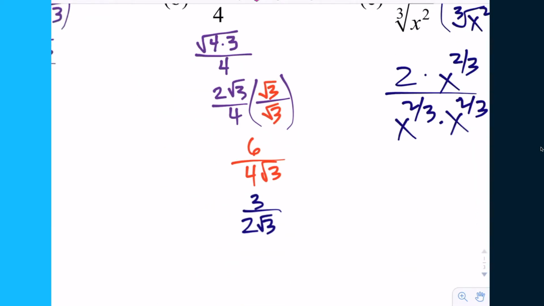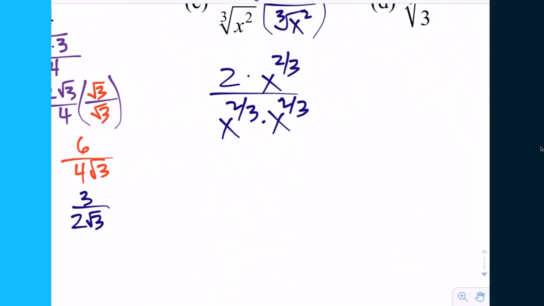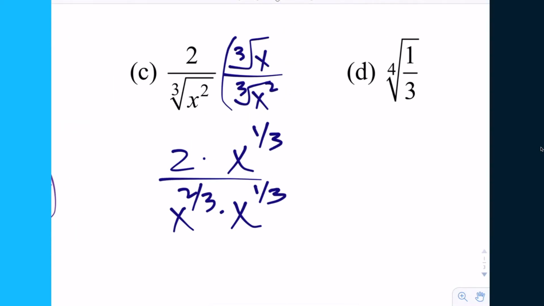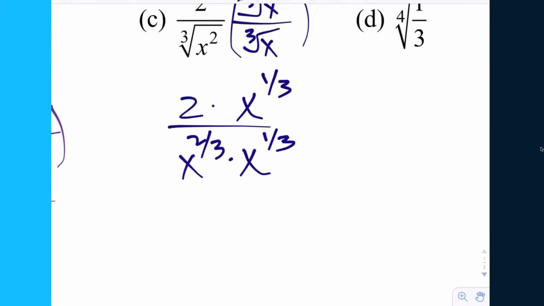So over here, if we're really starting with an x to the 2/3, what do we need to make a 2/3 whole? A 1/3. So you would multiply by the cube root of x over the cube root of x, or x to the 1/3 over x to the 1/3. So that's a little bit of insight. We're trying to make the fractional exponent whole. So cube root of x over cube root of x.